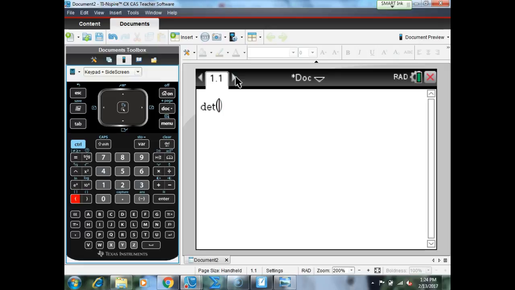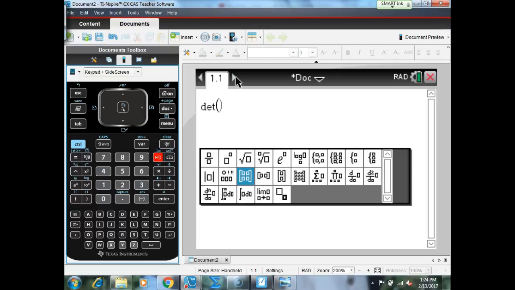This red button right there that I have highlighted in red is the shortcut button. So it takes you to all of these different things. You've got radicals, exponentials and logs, piecewise functions, degrees, minutes, seconds, and then you've got this middle part right here.